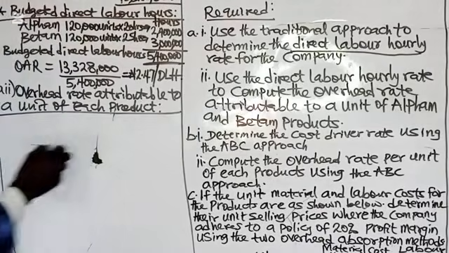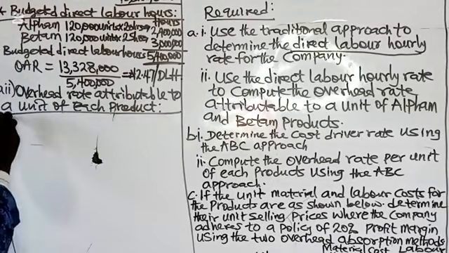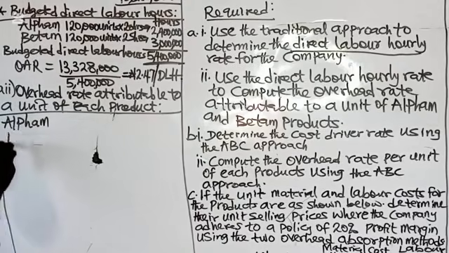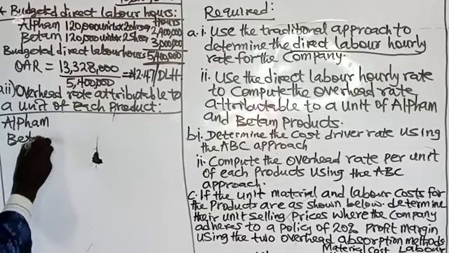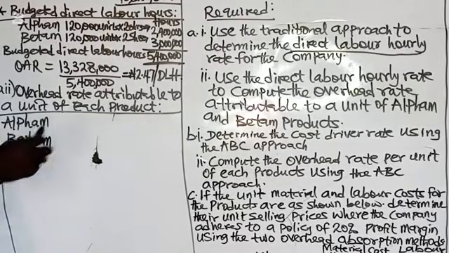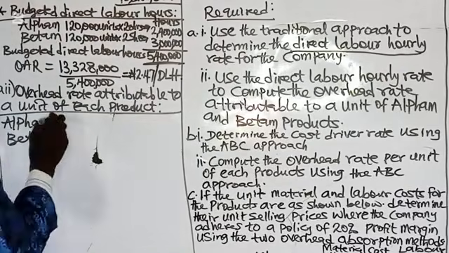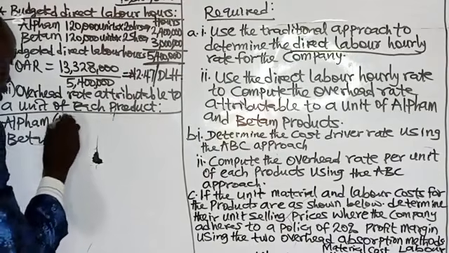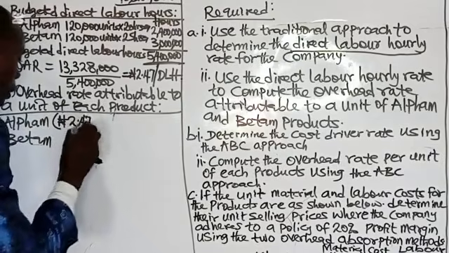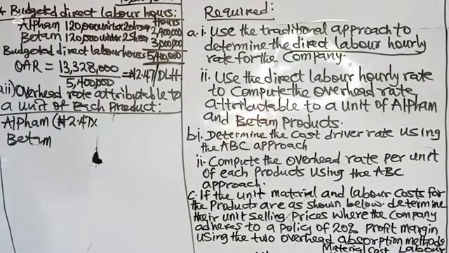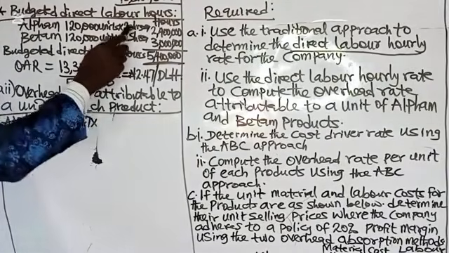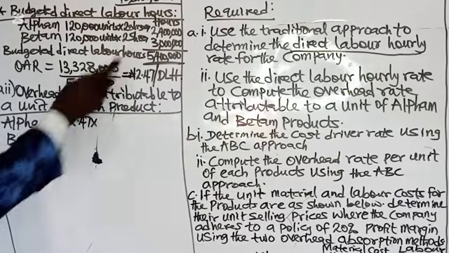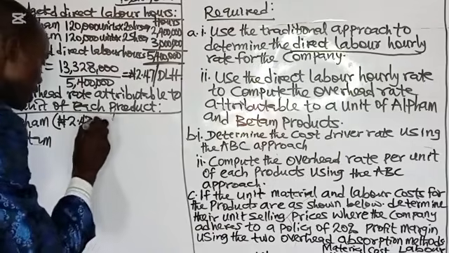Two products are involved: A farm and Betam. The labor hourly rate is 2.47, 2 naira 47 kobo per direct labor hour. The direct labor hour for a unit of A farm is 20 hours, as given in the question. 20 hours times 2.47.